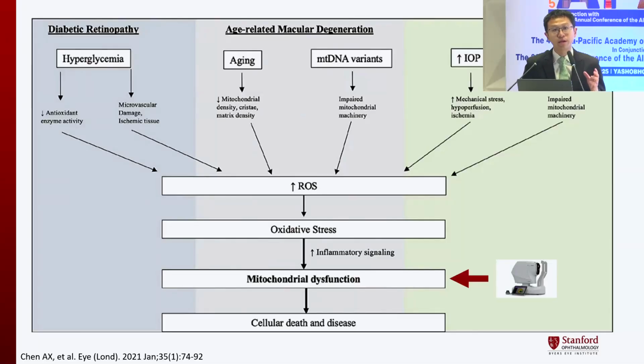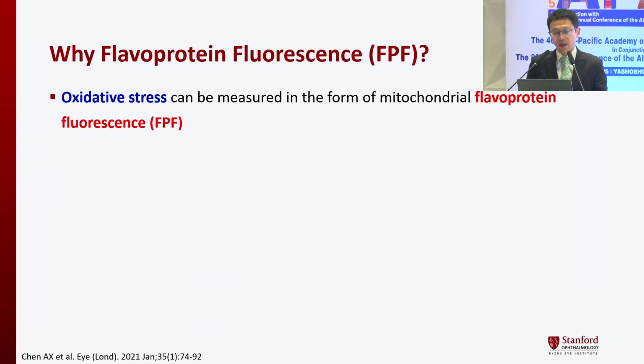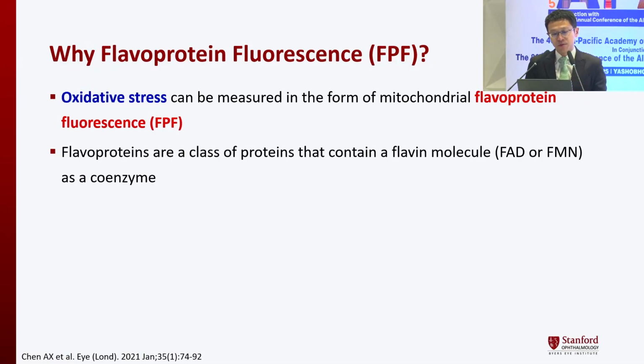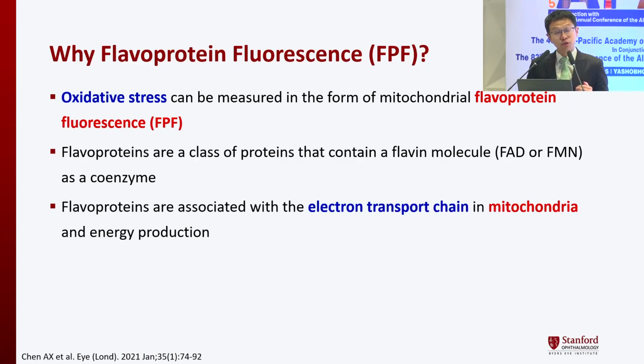This is where OcuMet Beacon can detect. This is the stage where the disease is still reversible, because one step later, there will be cellular death and disease. Therefore, this machine was developed to detect the disease earlier than the irreversible stage. And how can it do that? This machine is used to detect flavoprotein fluorescence, FPF. Flavoproteins are a class of proteins associated with the electron transport chain in mitochondria.